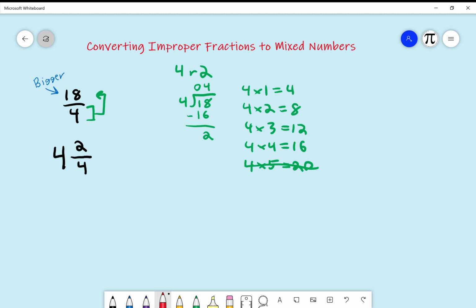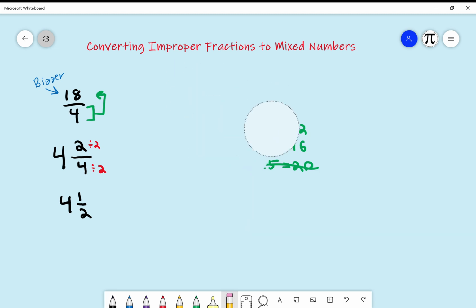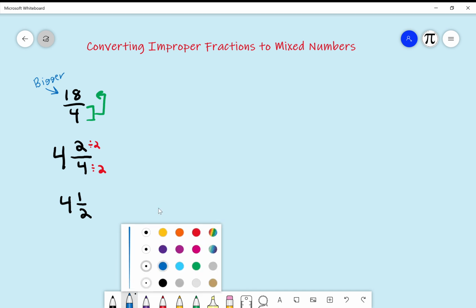Now yes, you could go ahead and simplify this. I can divide by 2, I can divide by 2. My final answer would be 4 and 1/2. I just turned my improper fraction into a mixed number. Let me go ahead and do it with another example. So, let's do it with this one coming up here.